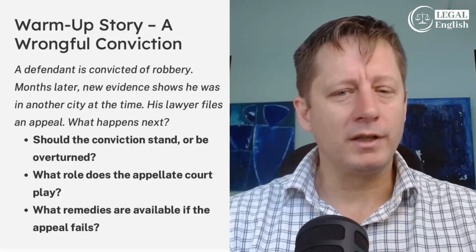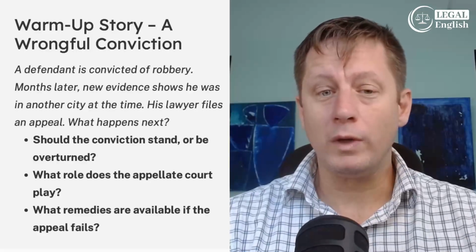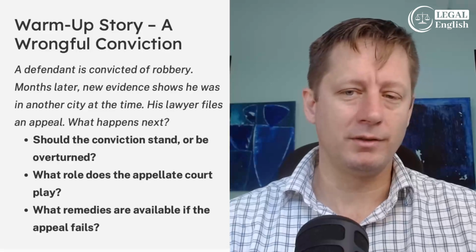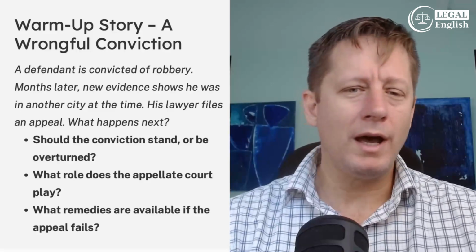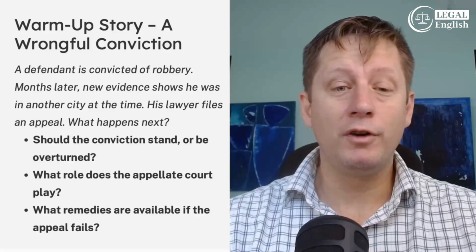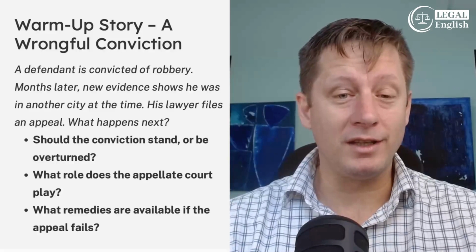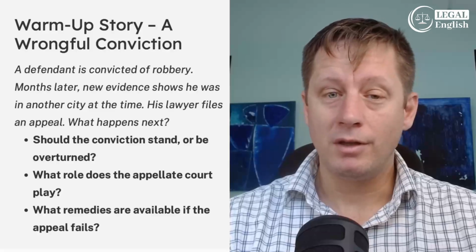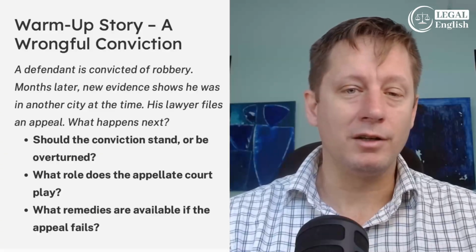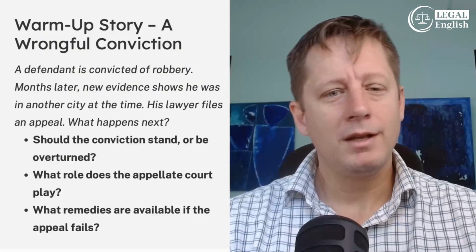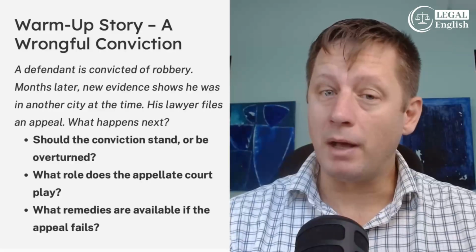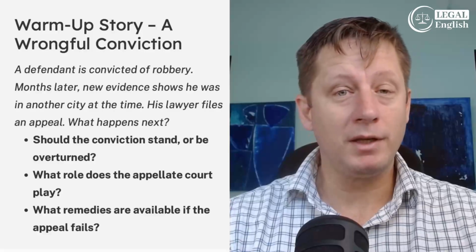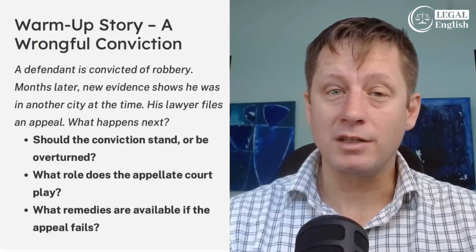A man is convicted of armed robbery after 2 witnesses identify him. He is sentenced to 10 years in prison. Months later, new evidence emerges: security footage proving he was in another city on the day of the crime. His lawyer files an appeal, arguing this is a clear miscarriage of justice. Now, the case shifts to the appellate court. The trial court has already spoken, but the appeal gives the defendant a second chance.